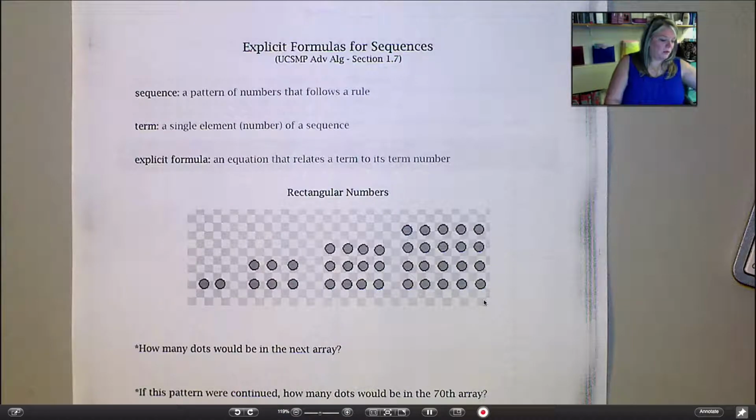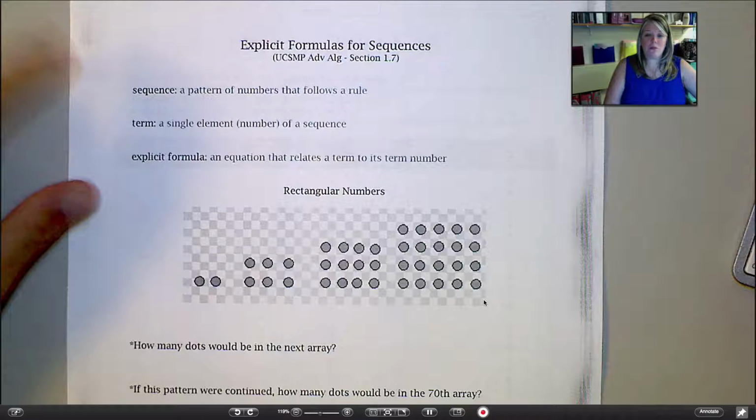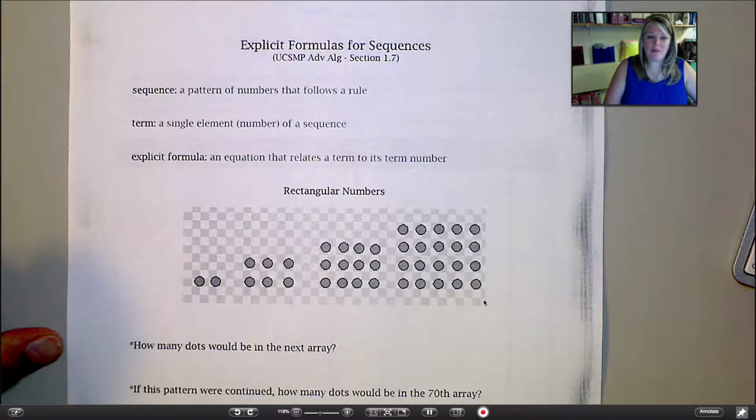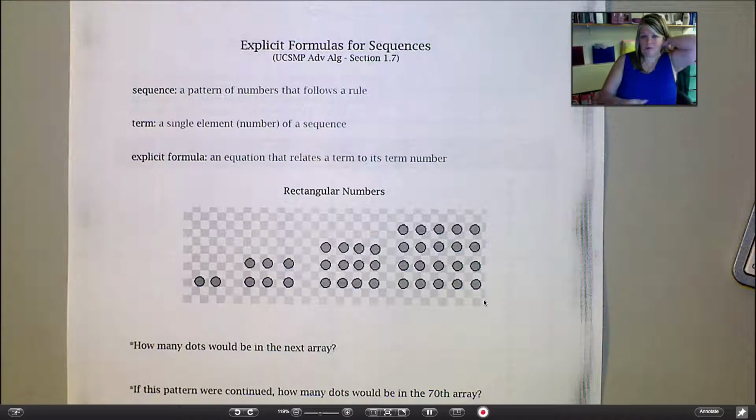So here on the screen, I've got 3 different vocabulary words. If you need to, you can pause the video so that you can get caught up on copying those down, but I'll talk through them right now. First off, a sequence is any series of numbers, any list of numbers that follows some sort of pattern or a rule. Again, today we're not talking so much about how to find that rule, but how to use it. So if someone gives you a rule or a formula, how you can use it to generate a sequence of numbers.